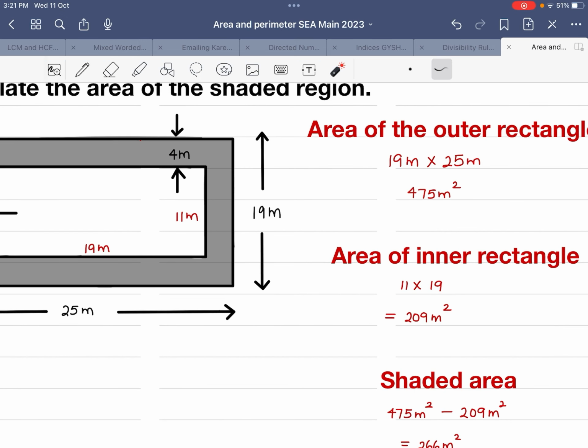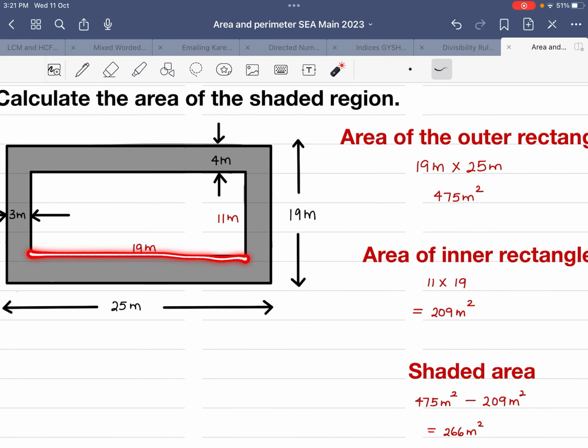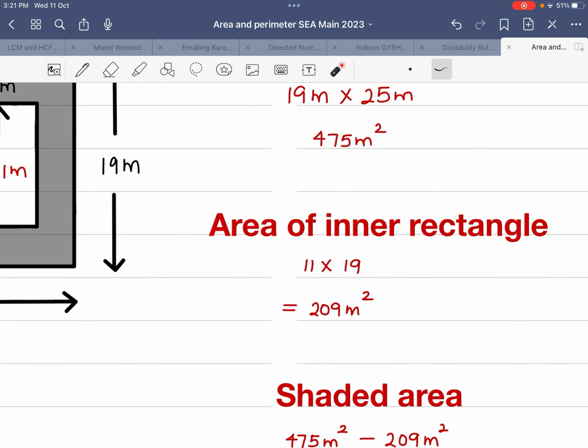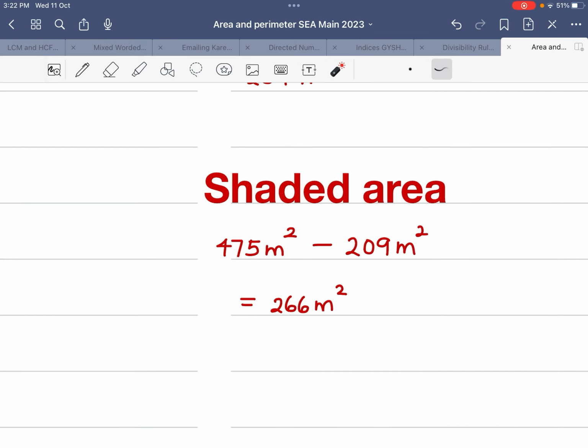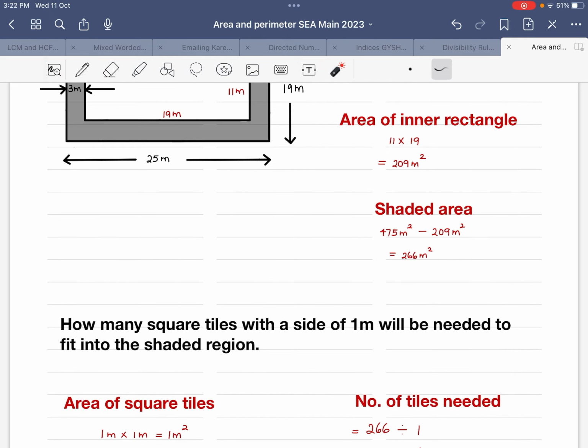Area of the inner rectangle will be 19 times 11, which is 209 meters squared. And then we subtract the inner area from the outer area, and we will get 266 meters squared, and that is your answer.